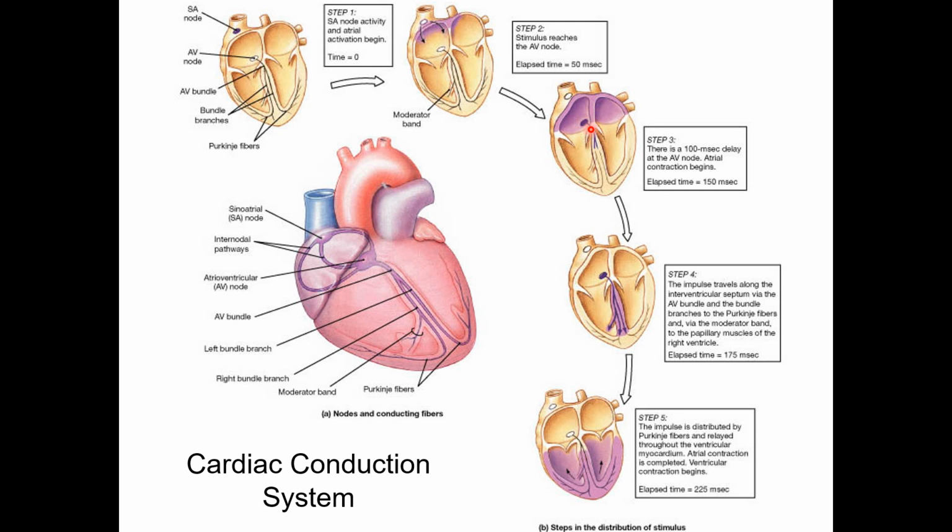وراح يمشي الستيمولس خلال هذه البندل حزمة من special myocardial fibers, the conduction system. This bundle is called the AV bundle, the atrioventricular bundle of His. This bundle will first cross the membranous part of the interventricular septum, and in the upper part of the muscular interventricular septum it will divide into right and left branches, right bundle branch and the left bundle branch.